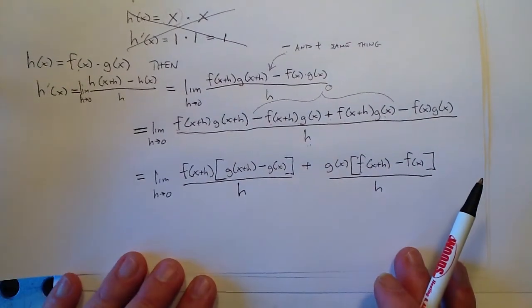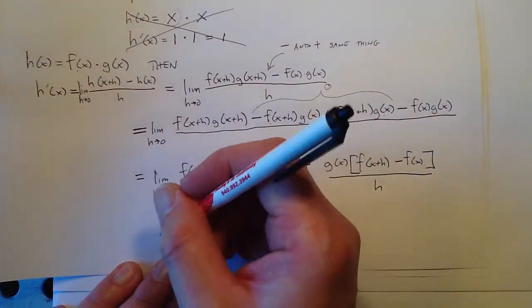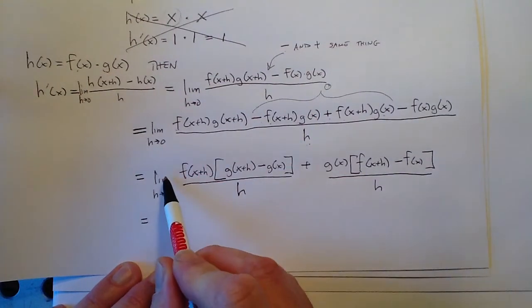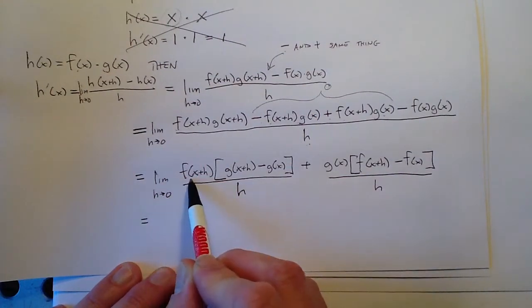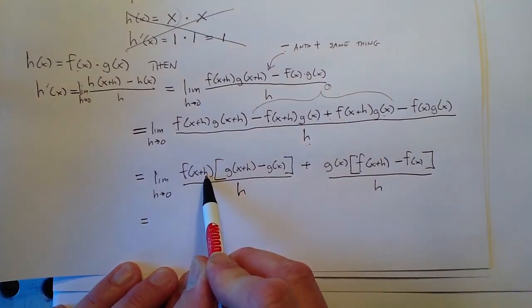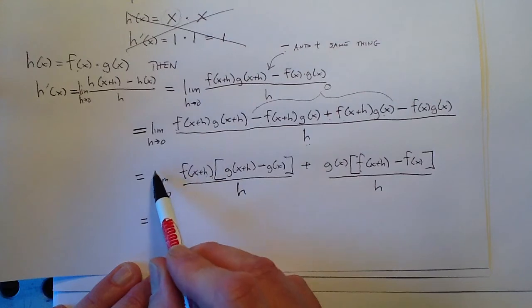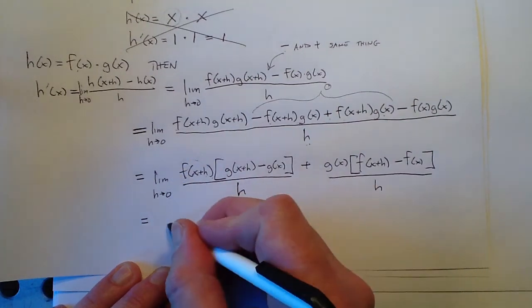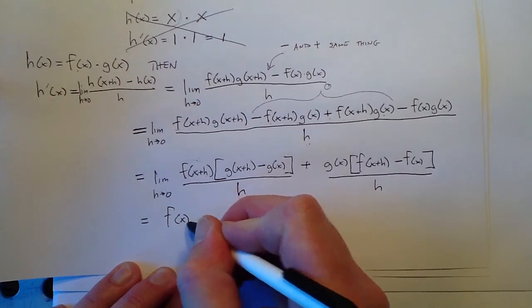Okay, now I want you to notice here that the limit as h approaches 0 of this, well, there's no problem here with this h just going to 0, right? As the limit as h approaches 0 affects this term, that just turns into f of x.